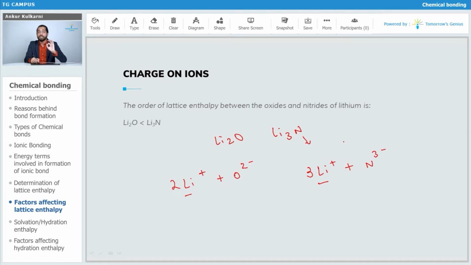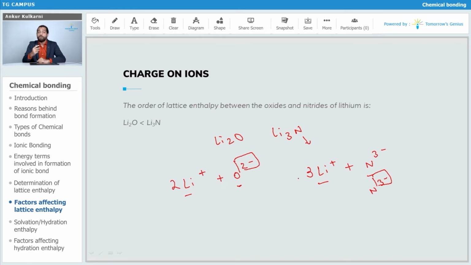We are talking about lithium oxide and lithium nitride. So the positive lithium charge is common in both of them. But if we look at the anion which is attached, in lithium oxide you have O2 minus, and in lithium nitride you have N3 minus. Now you can tell me which has higher charge. Obviously N3 minus has the higher charge because it has 3 minus, correct? And oxygen has 2 minus.